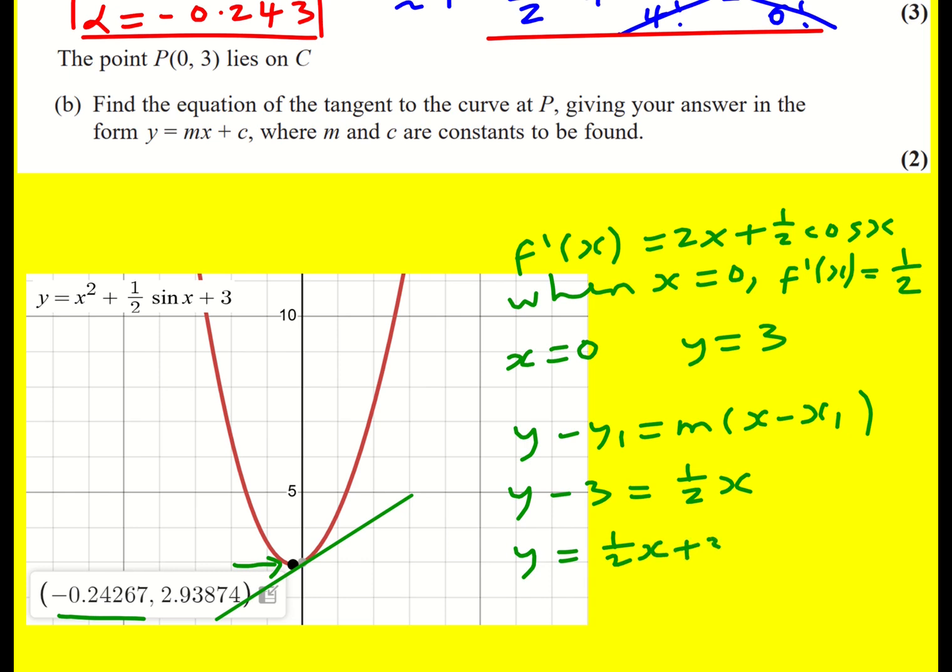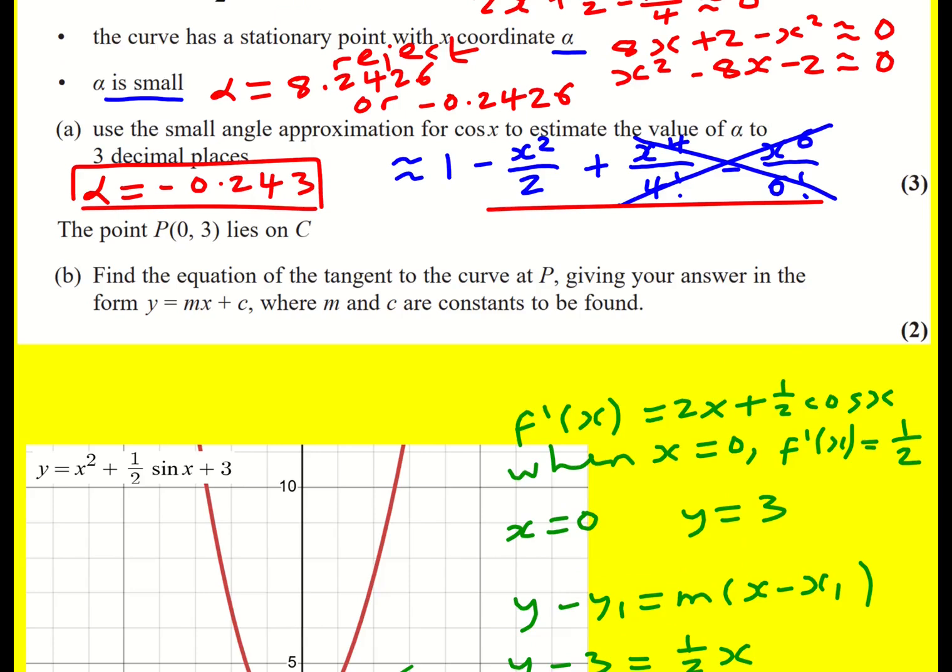So this question is just a little bit different because we're actually given the f dash x. We didn't have to differentiate, but we did have to use the small angle approximation and then do this bit at the end with the tangent, but that is our final answer.